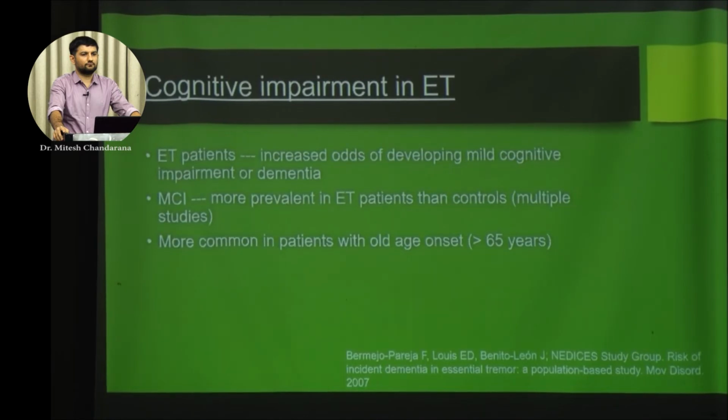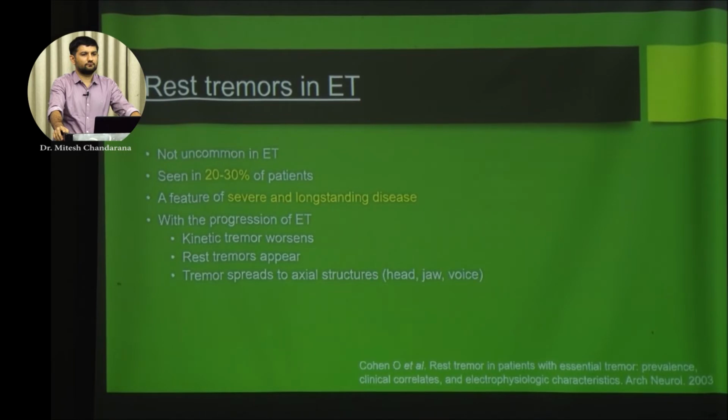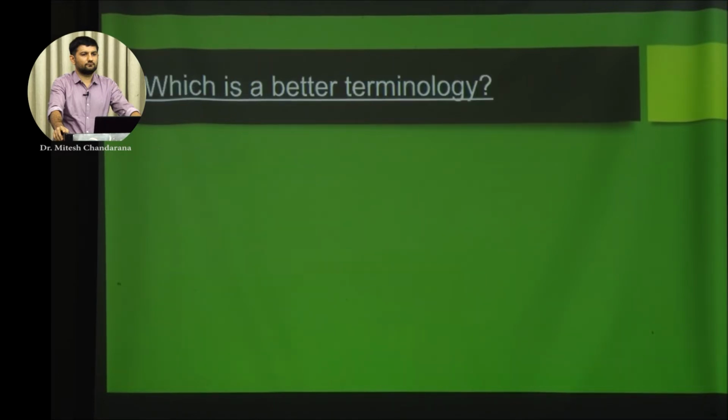So that was an argument on the part of ET. Cognitive impairments: they have said there are increased odds of developing MCI or dementia, more prevalent in those patients with late onset. Rest tremors occur in ET in 20 to 30% of patients; it is a feature of long-standing and severe disease. So that first patient, with a 15-year history, rest tremor is fine with ET. With the progression of ET, kinetic tremor worsens, rest tremors appear, and tremor spreads to other axial structures.